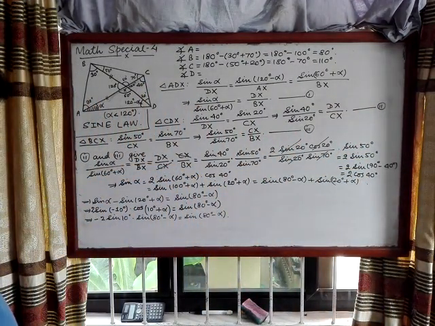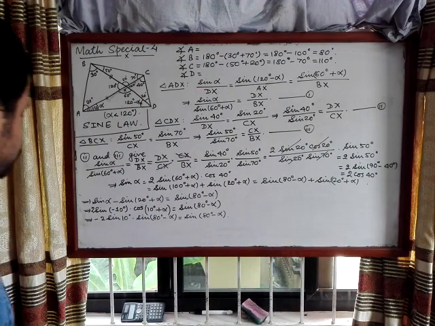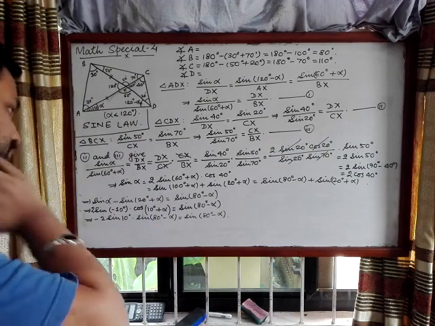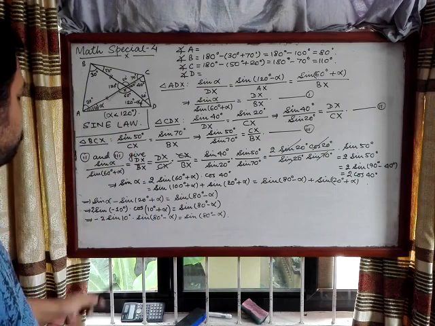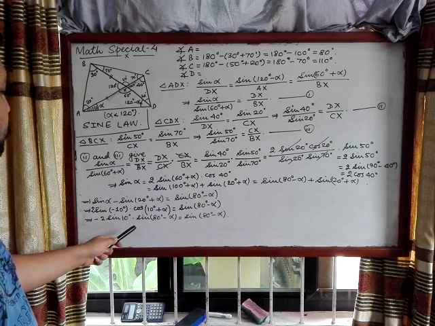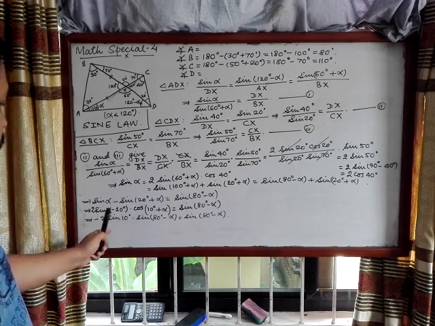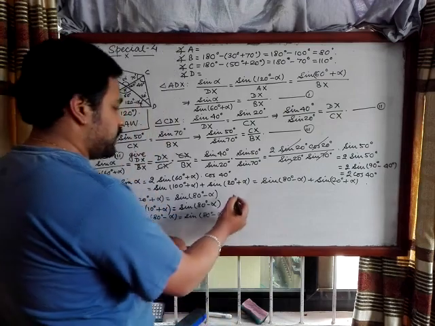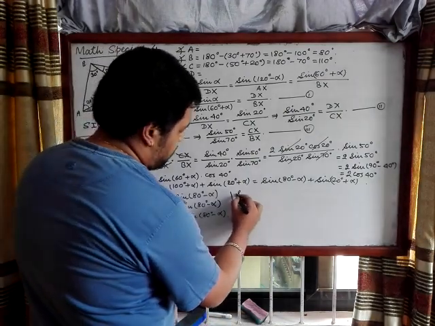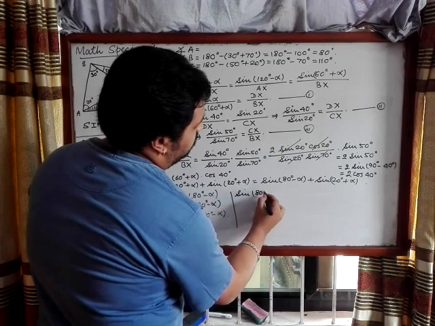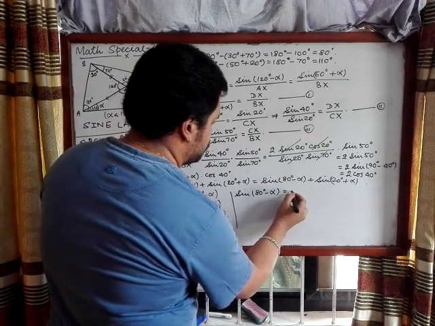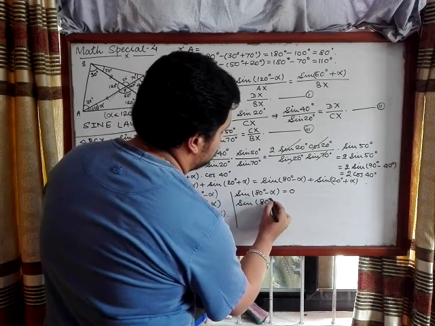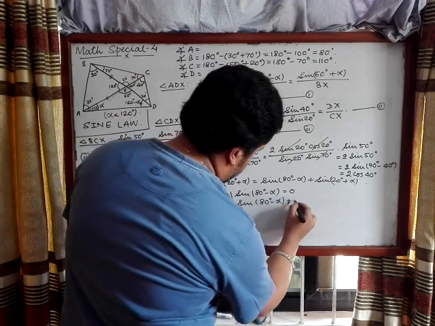Okay, sin(80 degrees minus alpha). Now let's see. There can be two cases. One case would be that sin(80 degrees minus alpha) is equal to 0. The other case will be that sin(80 degrees minus alpha) is not equal to 0.